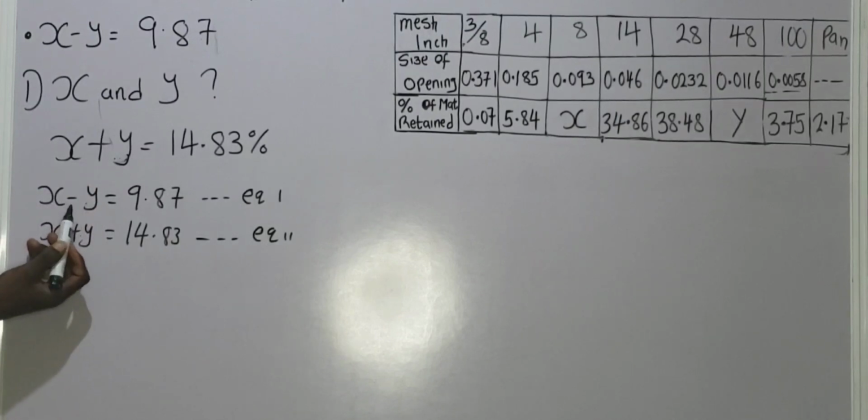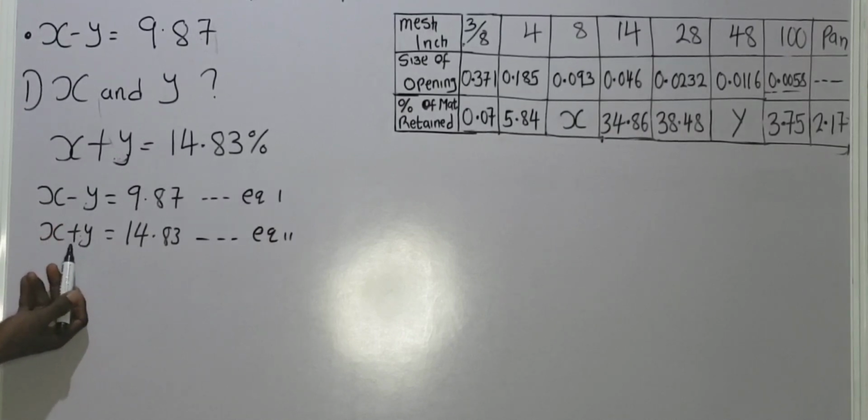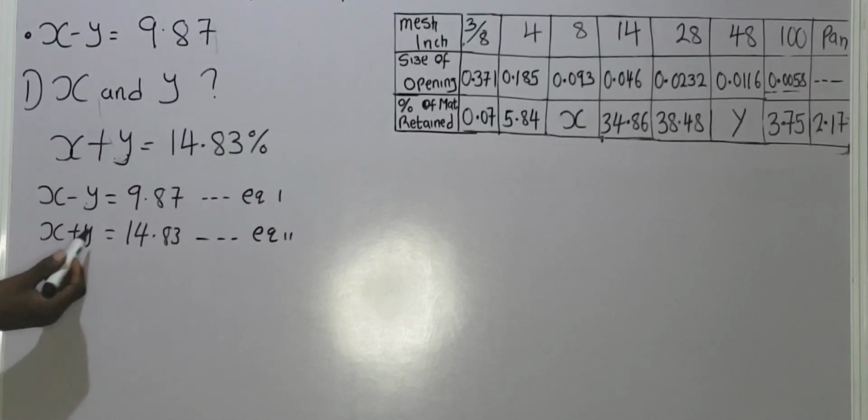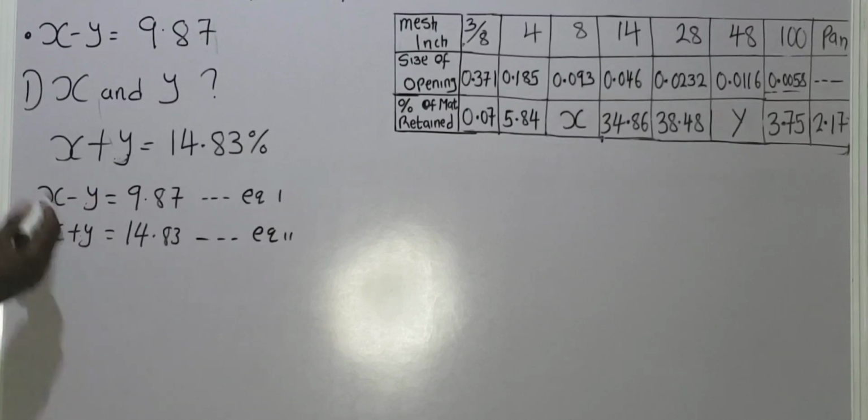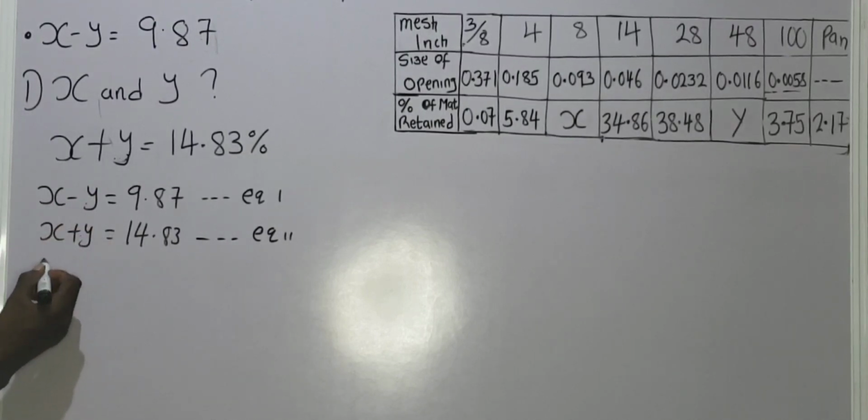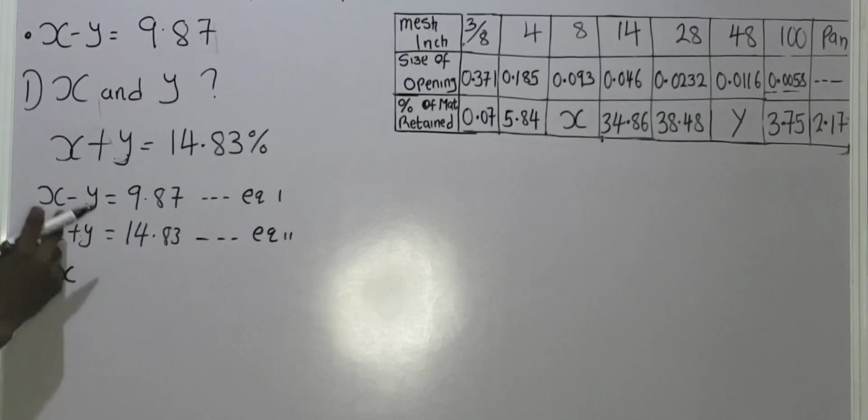As you can see, the coefficient of y in equation 1 is what? -1. The coefficient of y in equation 2 is what? +1. So if I add these equations, I can easily eliminate y. So I'm going to add both equations. If you add both equation 1 and 2, we are going to have 2x, minus y plus y. That is what? 0. You understand? So we have already eliminated y.